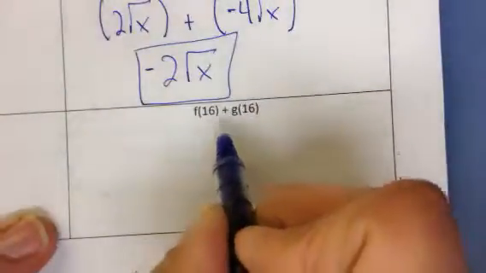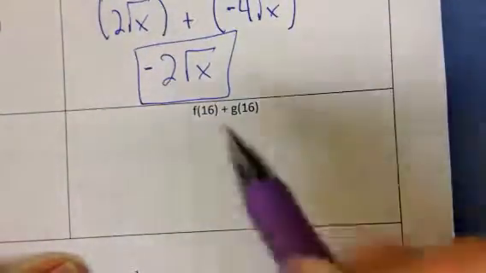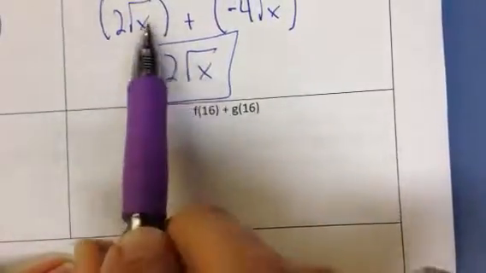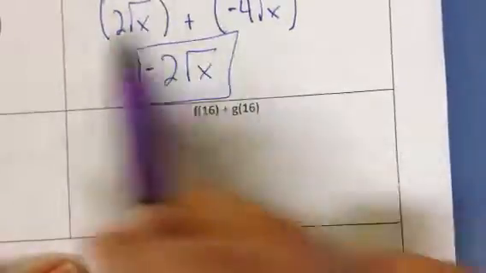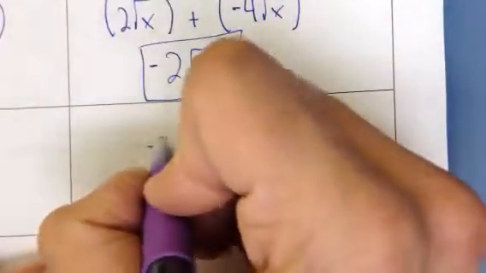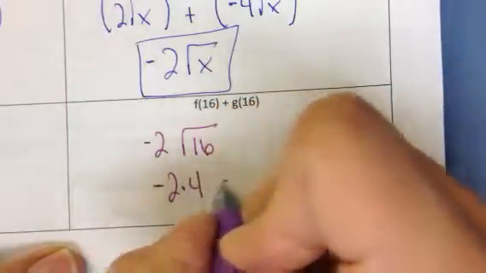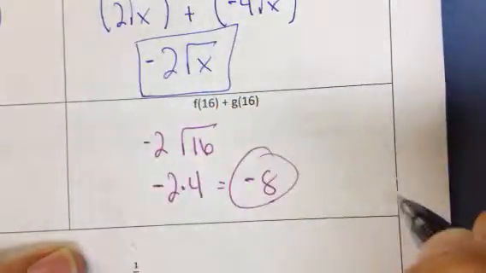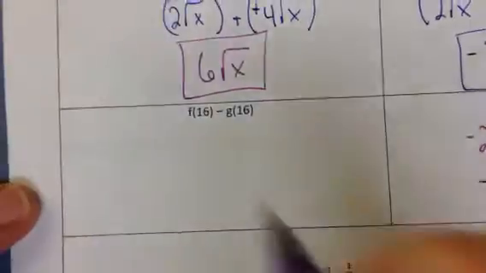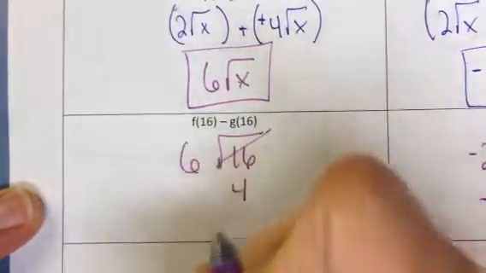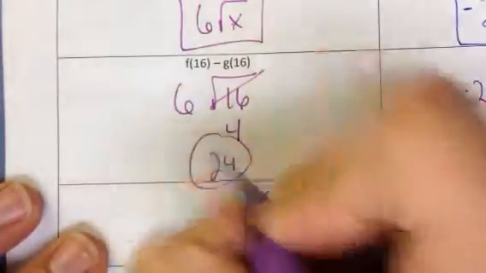Now this just says evaluate in your new version of it. So here's the new version of it after I added them. Just put 16 into here. You can put 16 in here and then add them up, but this will be faster. The square root of 16 is 4. So when I'm done, negative 8 is my answer. And the same thing. I'm just going to put 16 into here. 6 times 4 is 24.